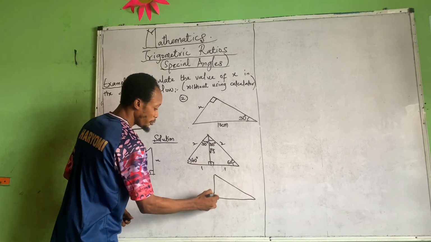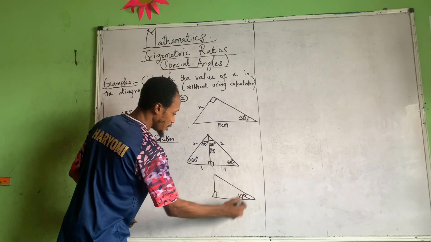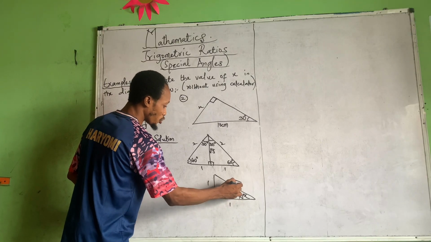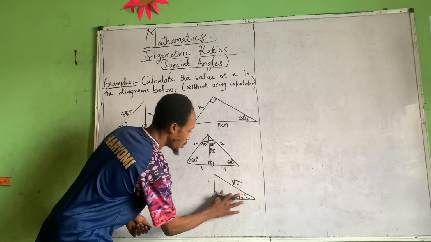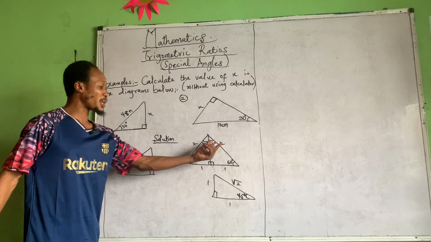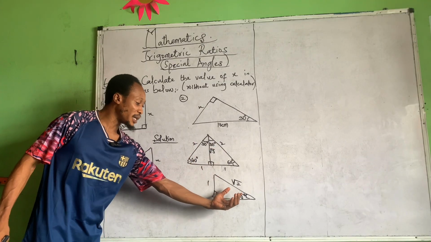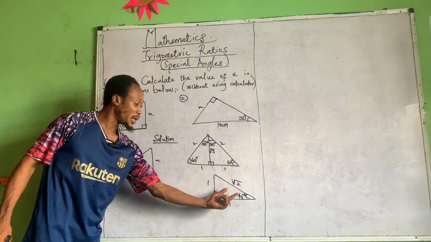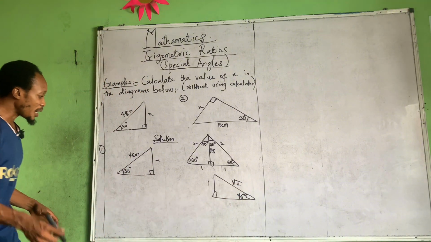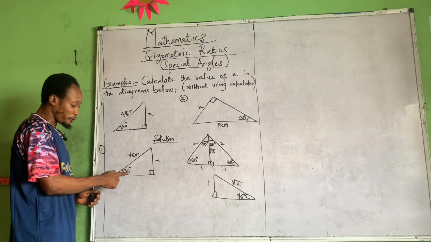Therefore, for 45 degree, we have 1, 1, and then root 2 in the hypotenuse. So the hypotenuse for this one is 2, while the adjacent is 1, 1. Then the hypotenuse for this one is root 2, while the adjacent is also 1, 1. Now look up. Now we have a question like this. We are asked to find the opposite of sine 30.